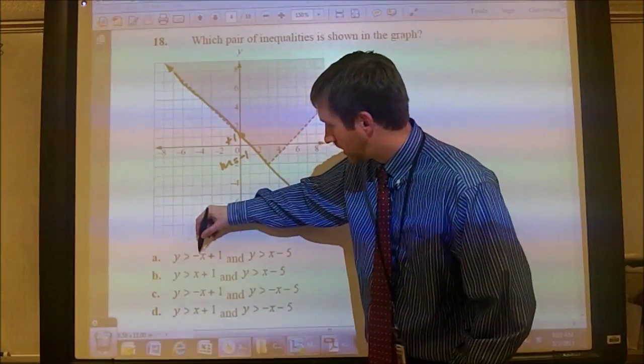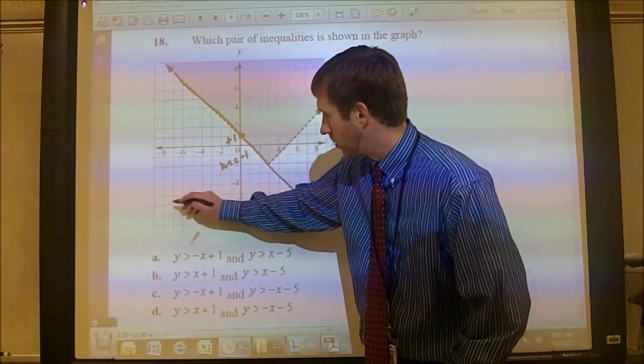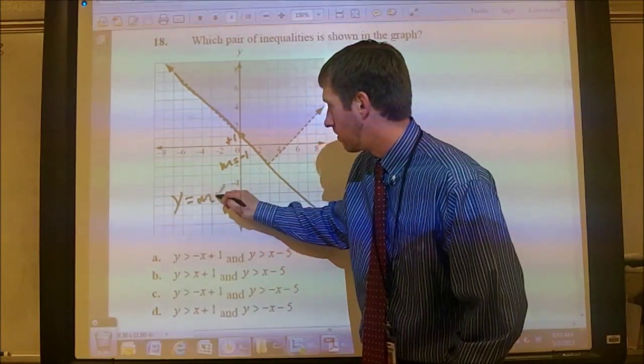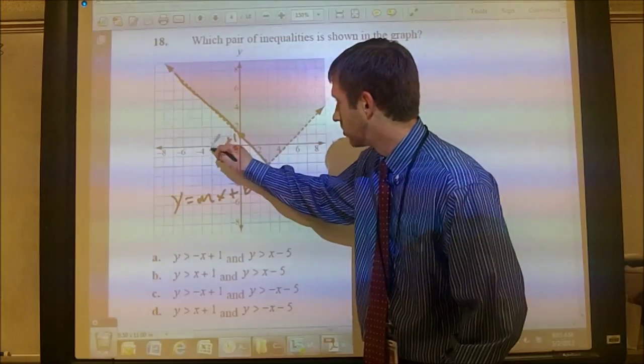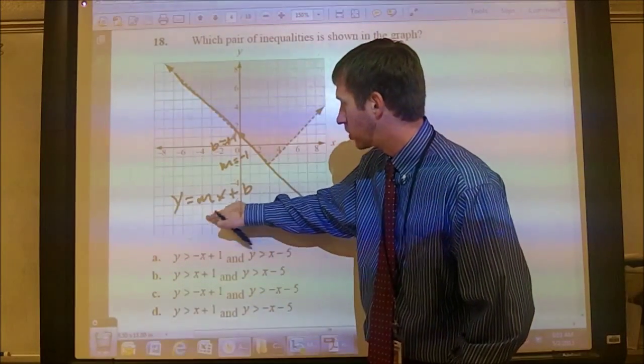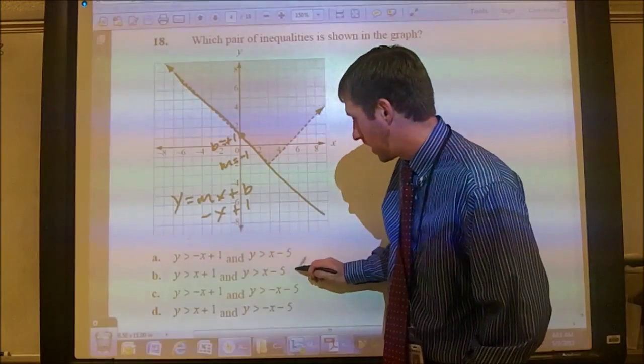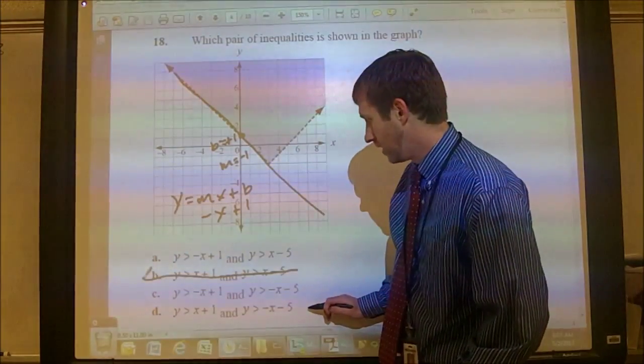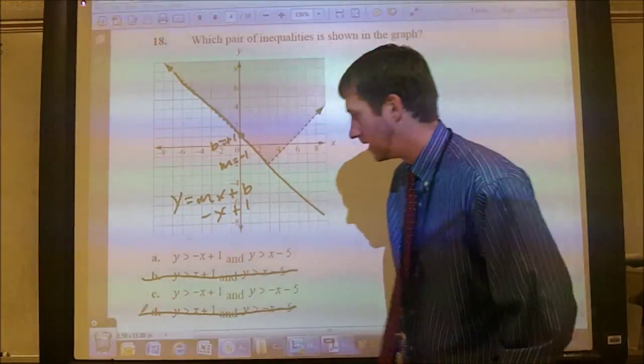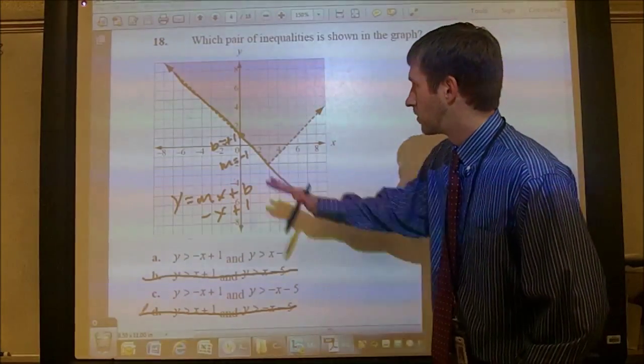And so I go through and I see, remember, slope-intercept form, y equals mx plus b, right? Here's the b for that line. So it should be negative x plus 1. And so I can eliminate a couple choices here. I can eliminate B. I can eliminate D there. Okay, so that gave us this.